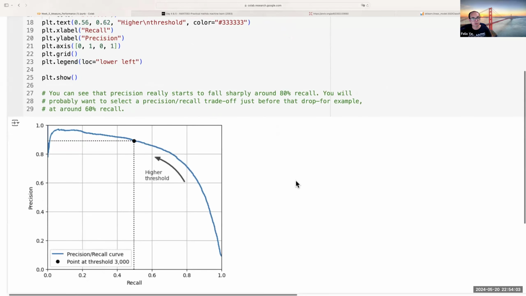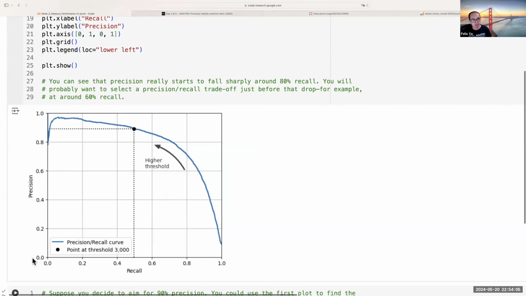So this is the curve where the horizontal is recall and the vertical is precision. You can see that if you change the threshold parameter, it starts to move from 100% recall and starts to drop. But in the meantime, your precision starts to increase as well, right? And this is the point right here.